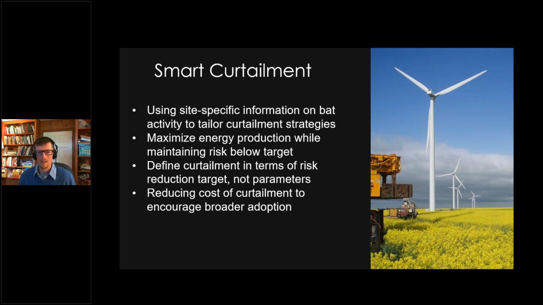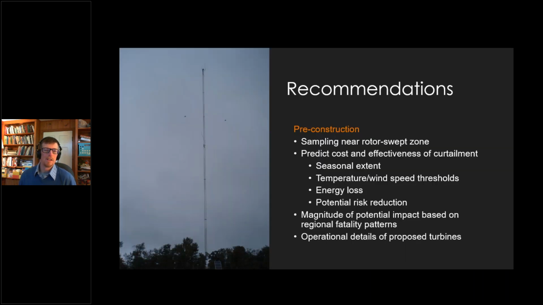Ultimately, this isn't a focus on curtailment per se, but this information will help reduce the cost of curtailment, potentially to encourage broader application. So in terms of recommendations, I think pre-construction data still has potential value, particularly if it's conducted as high above the ground as possible, and specifically if it's used to predict the potential benefit and cost of curtailment.